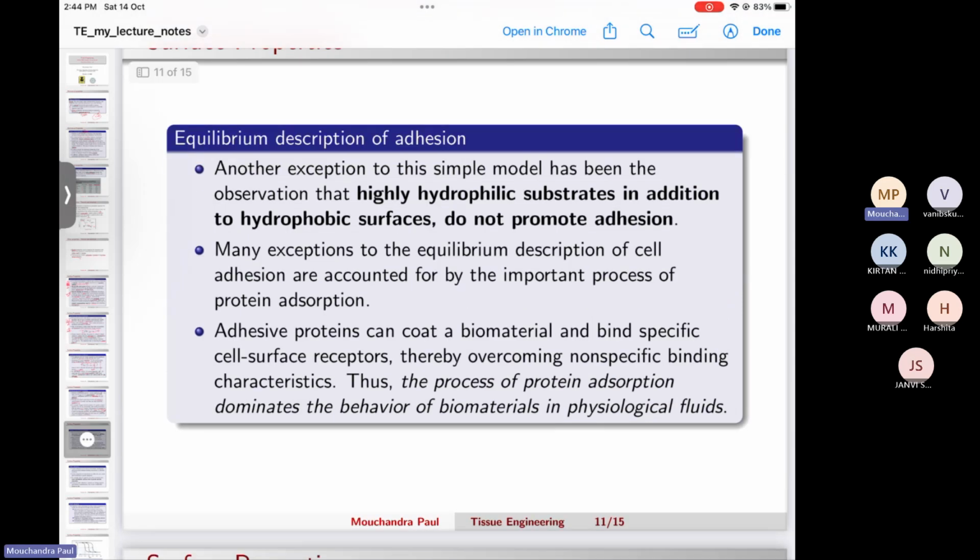And there is one more exception that this model does not take into account. As I said in the previous slides, hydrophilic surfaces favor cell adhesion, whereas hydrophobic surfaces do not. But if the surface becomes very hydrophilic, then also cell adhesion won't happen, and this condition is not taken into account by the model.